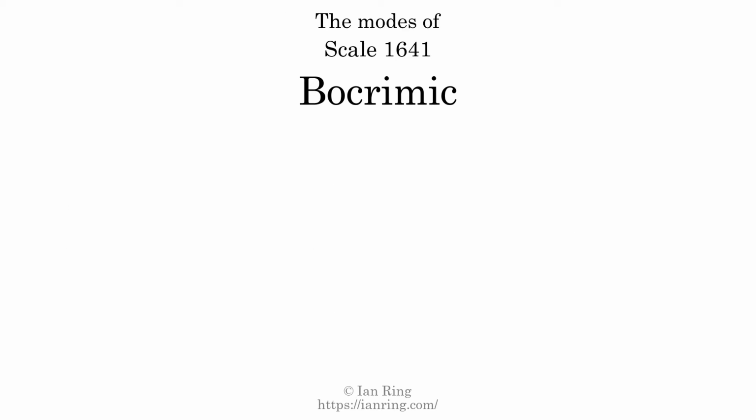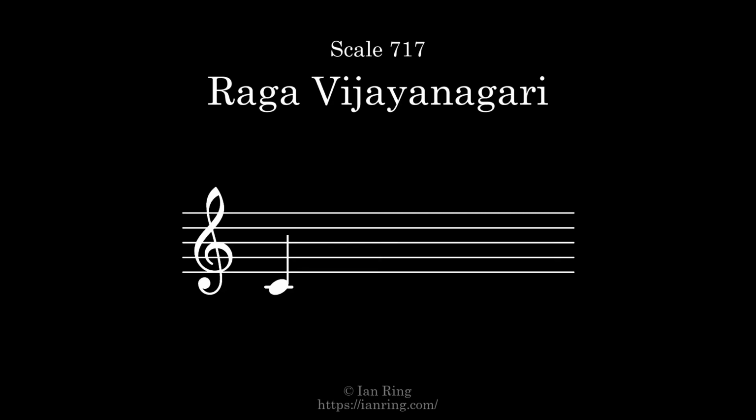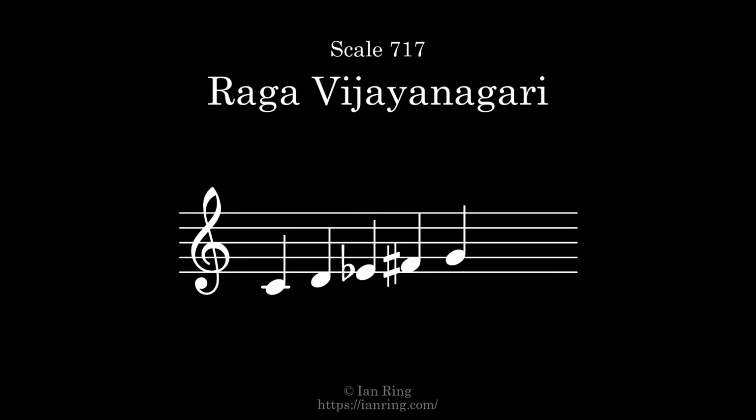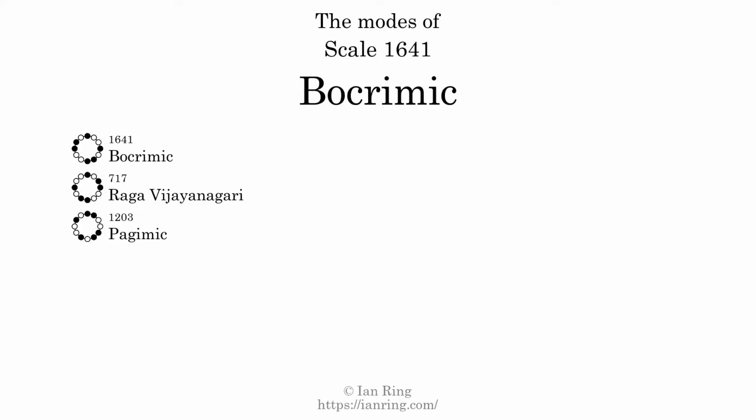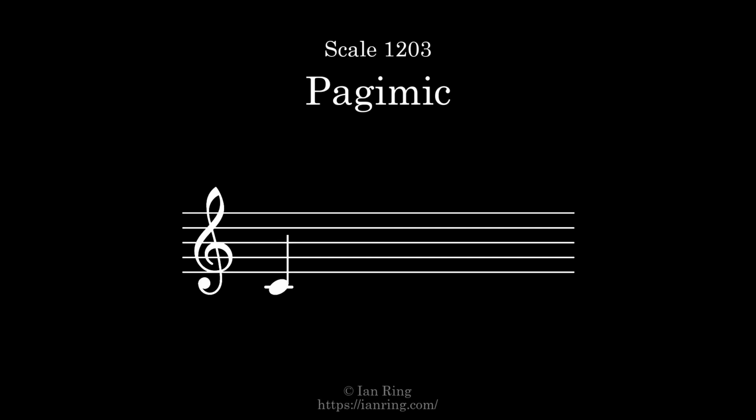This scale has 6 modes. The first mode is itself. The second mode is scale 717, also known as Raga Vijayanagari. It sounds like this. The third mode is scale 1203, also known as Bocrimic. It sounds like this.